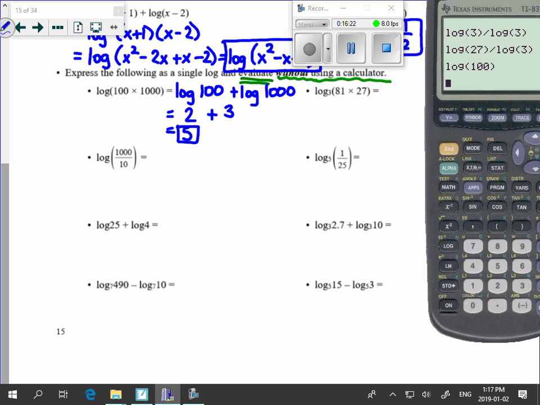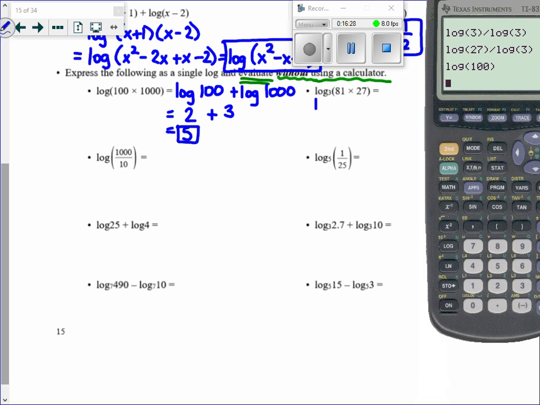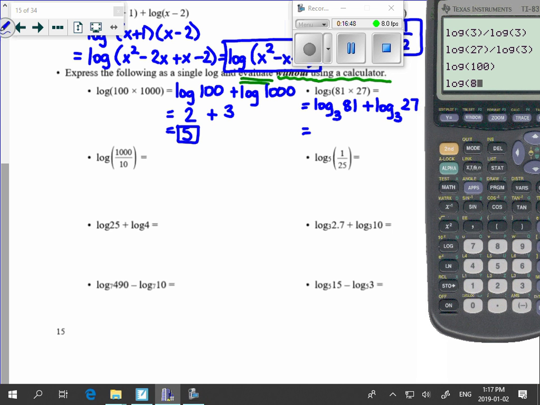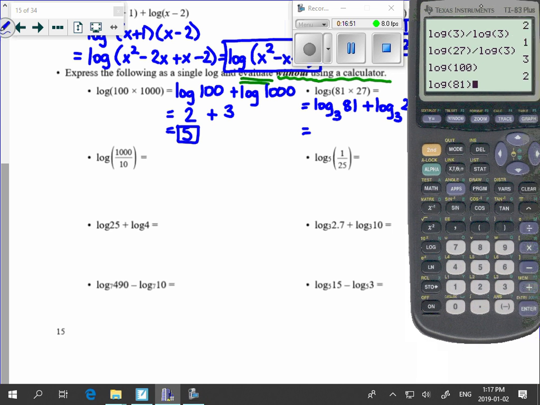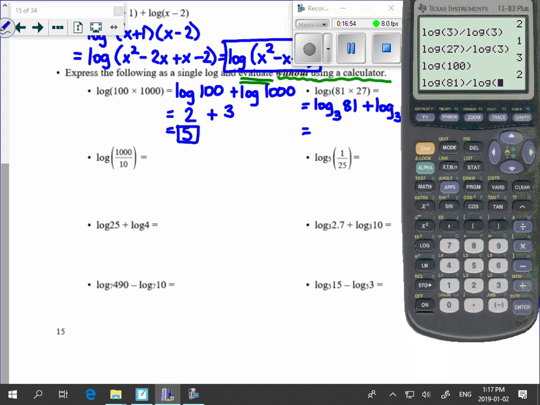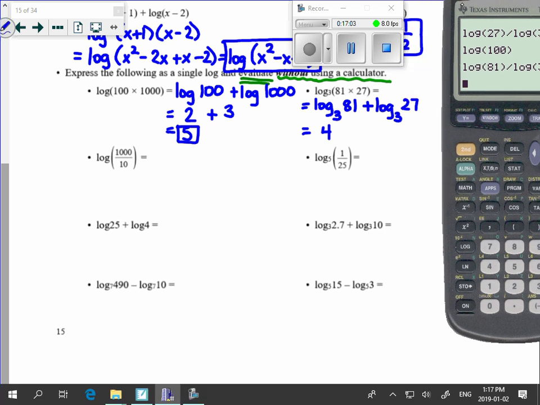Log 3 of 81 times 27. This is the same thing as log 3 of 81 plus log 3 of 27. Okay, so in your head or on your calculator, 3 raised to the what power gives me 81? So you can plug that in as log 81 divided by log 3. Or if you could do it in your head, 3 raised to the 4th power is 81. Okay, so log 3 of 81 is 4.